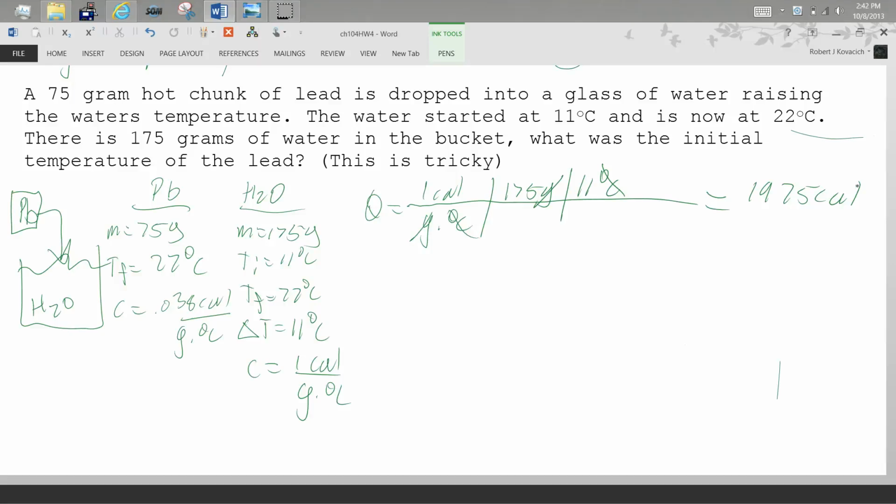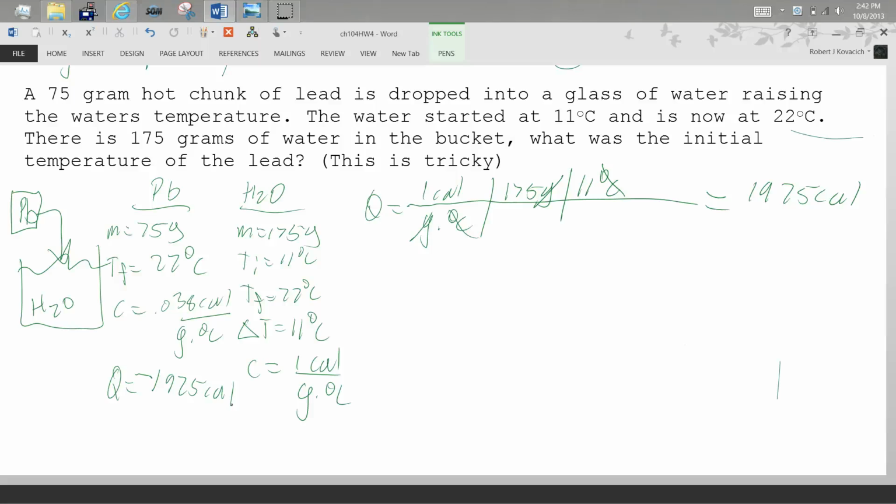How much the lead lost. So what's the Q of the lead? Minus 1925 calories. Negative. Are we okay with that? Some heat was transferred. Somebody gained, somebody lost. So the lead's value for its Q has to be negative.